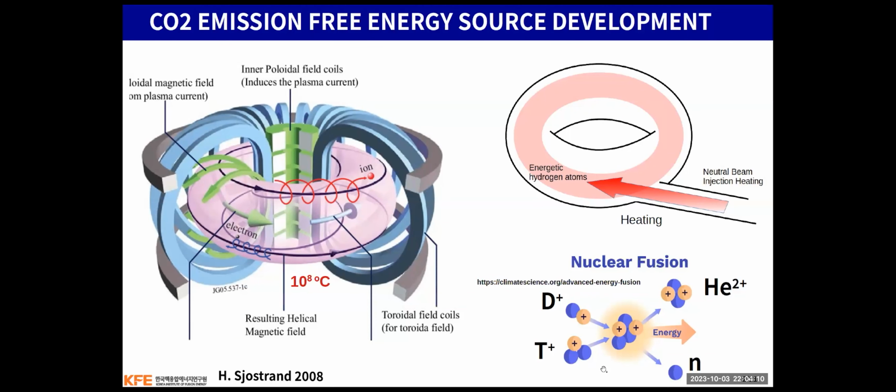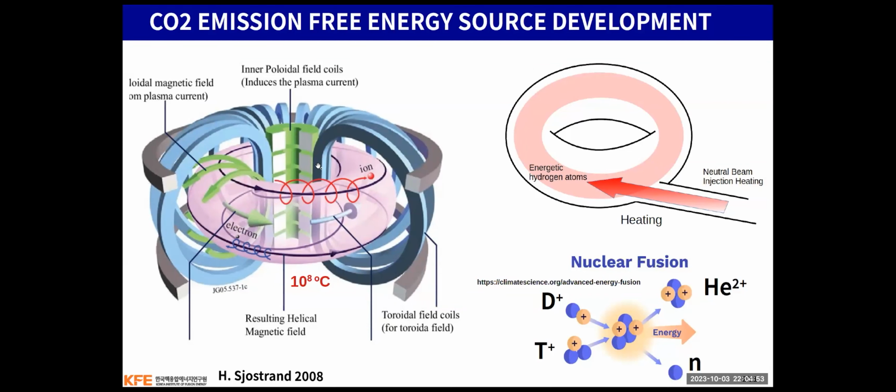To overcome this repulsive force, we need very strong energy particles, and the energy corresponds to a very high temperature. This one is 100 million degrees. This is a very hot temperature. So these hot ions are confined in magnetic field structures, and this one is called a Tokamak, and this Tokamak confines the hot plasma by using a magnetic field.